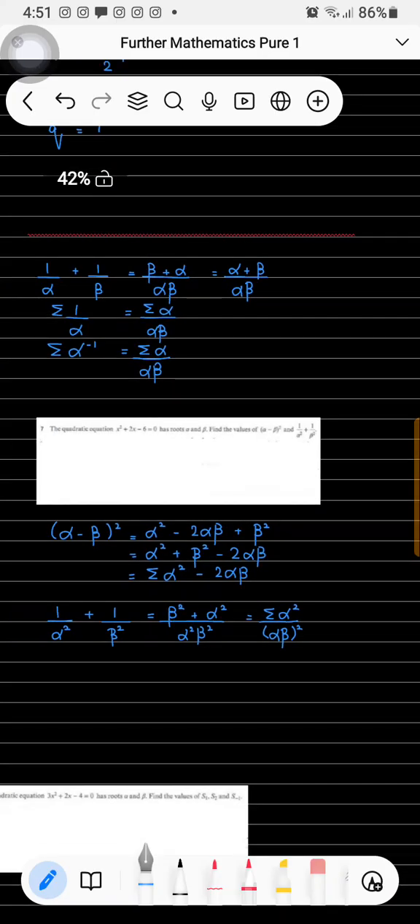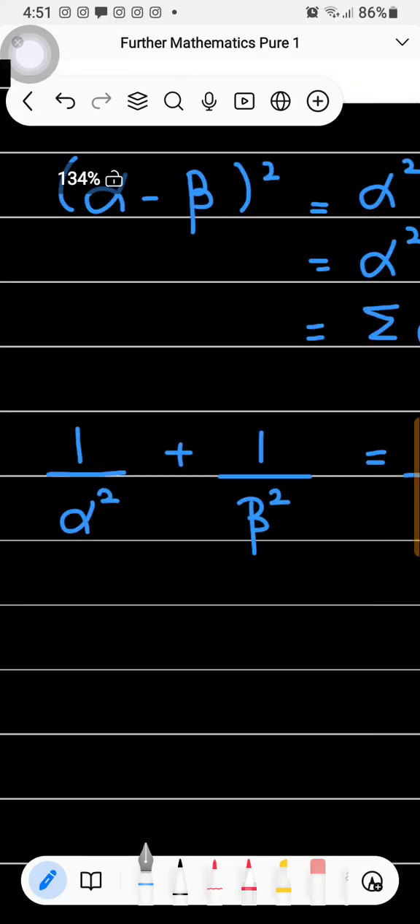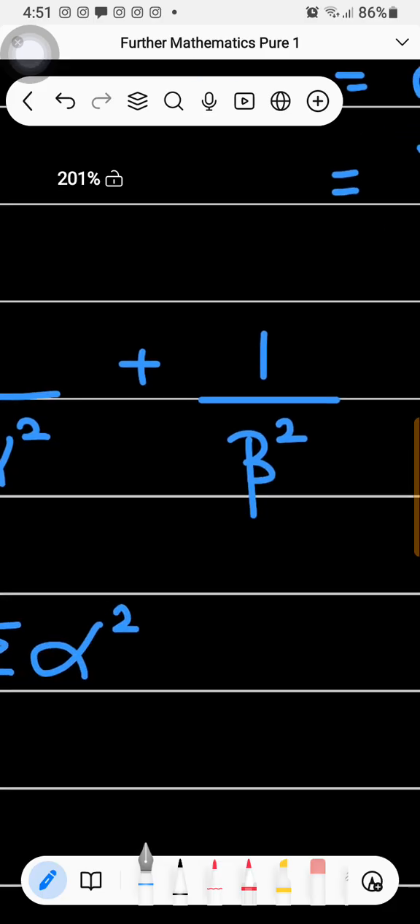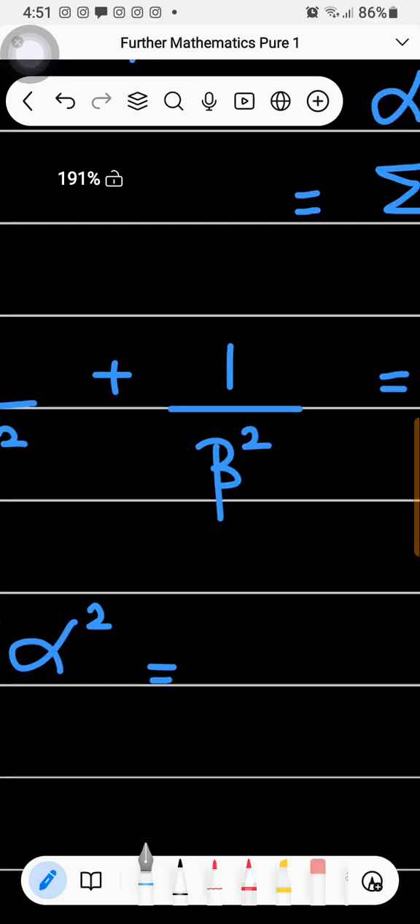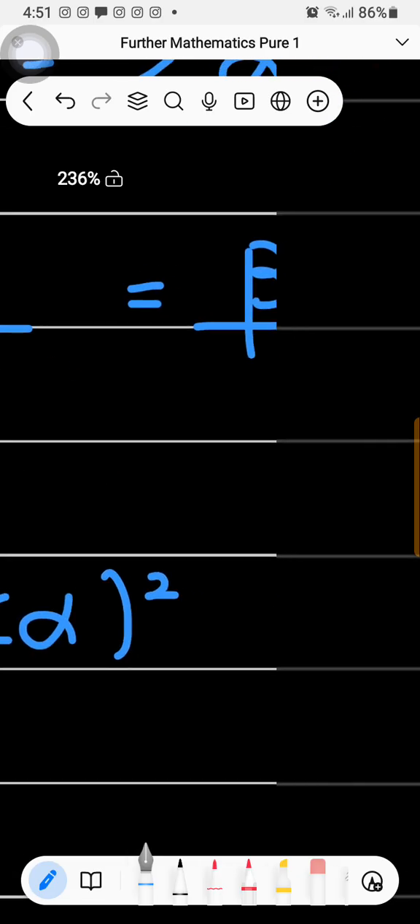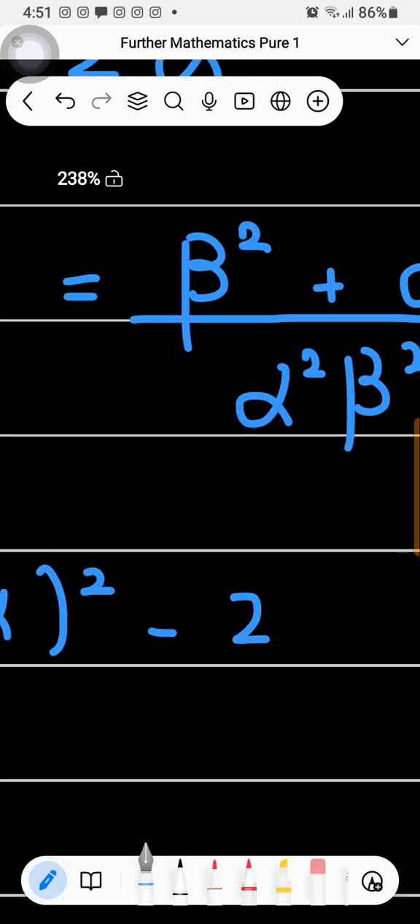So first of all, we want sum of alpha square. Sum of alpha square equals sum of alpha whole square minus 2 alpha beta.